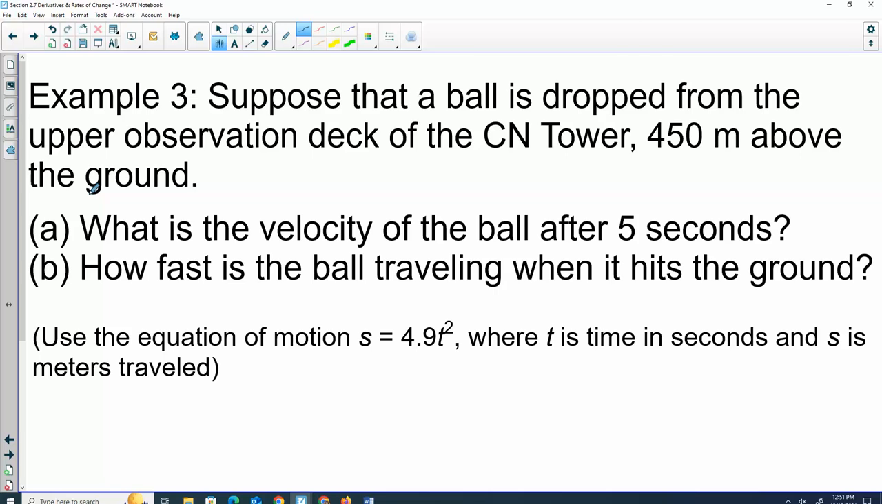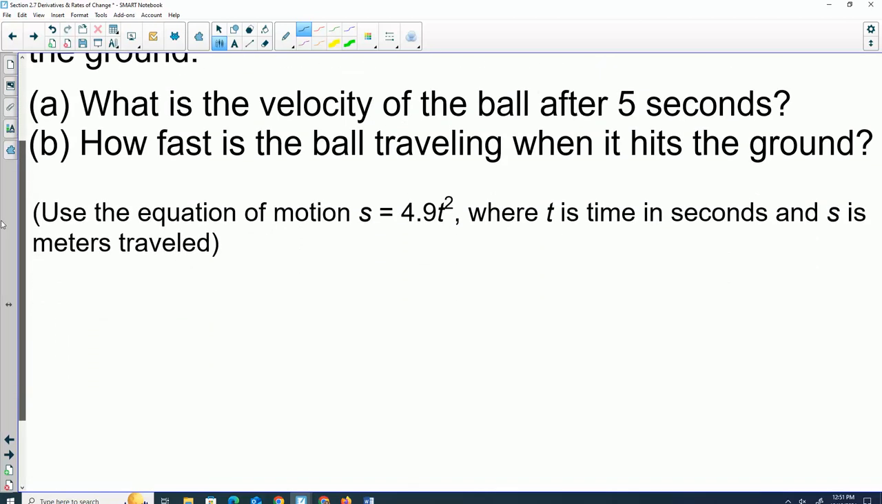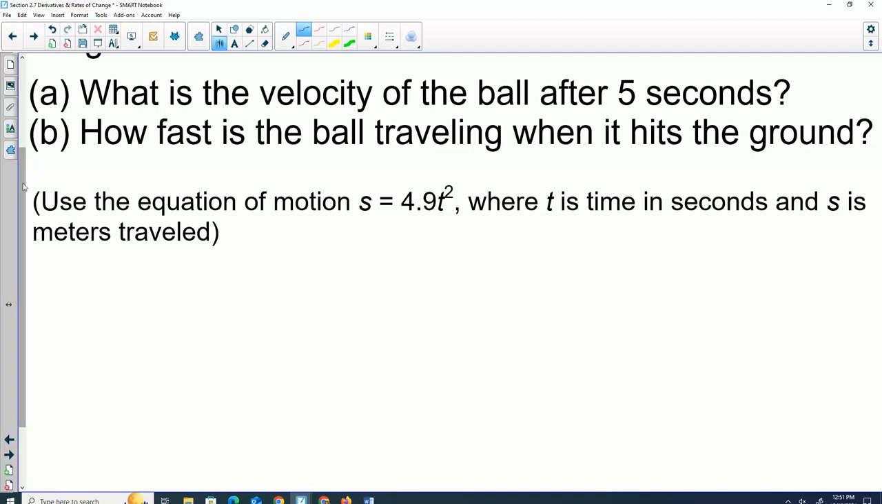Suppose that a ball is dropped from the upper observation deck of the CN Tower, 450 meters above the ground. Part A. What is the velocity of the ball after 5 seconds? Alright. And I am going to tell you, I want you to use the equation of motion: S equals 4.9 t squared. T is time in seconds, S is meters traveled. So I'm giving you an equation to solve.